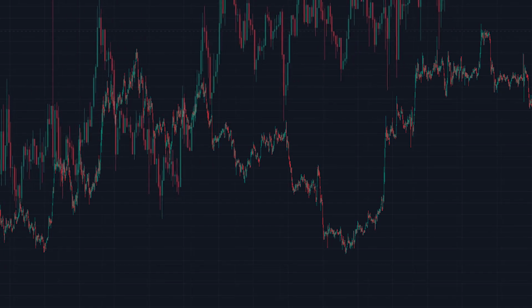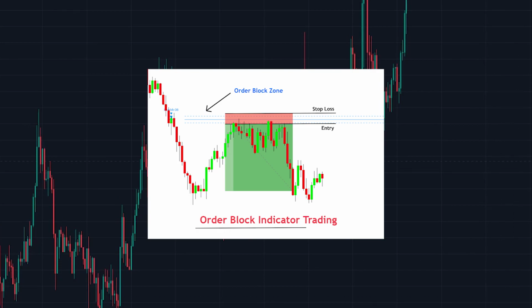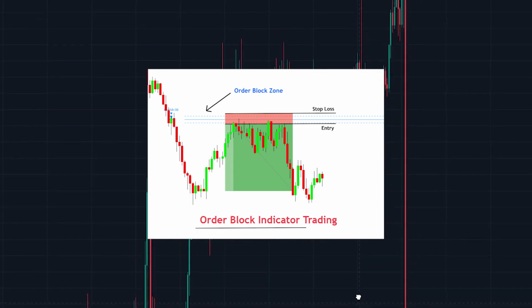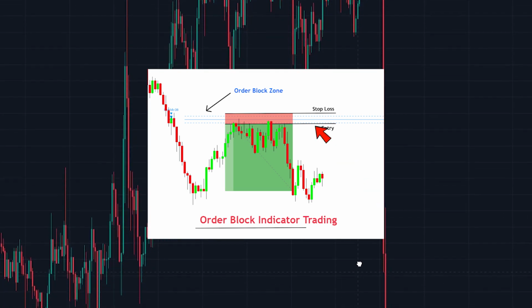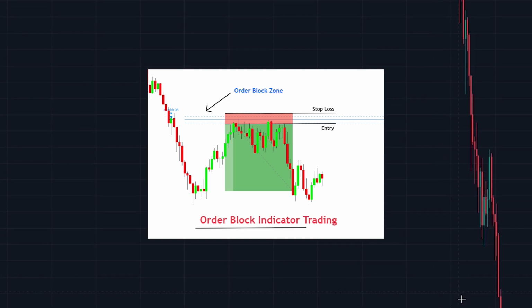The other way to find these points is with order block finders. An order block finder looks at the chart and tries to find points in the chart where big companies or institutions will place buy or sell orders. Based on these buy and sell orders, we will be trading by trying to predict the future. Let's look at a practical example.